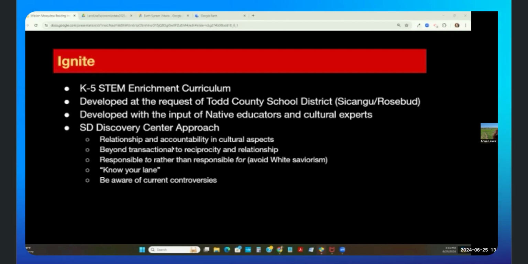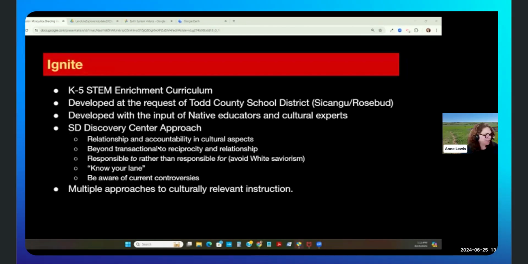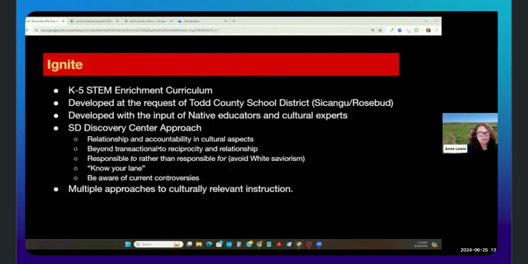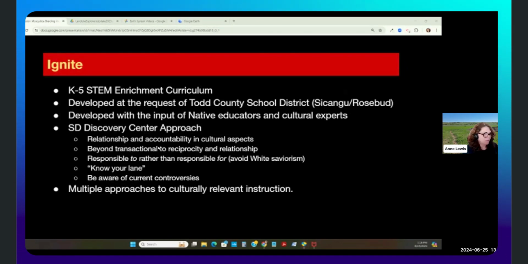I know, probably kind of a big truth bomb to start out with. But I also just want to point out that the things I'm going to share today, this isn't the only way to work with an Indigenous community. There are multiple approaches to culturally relevant instruction.